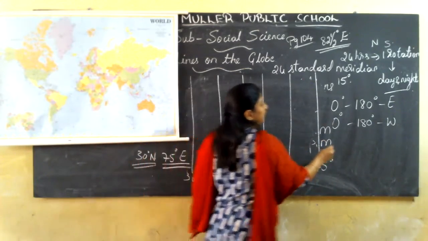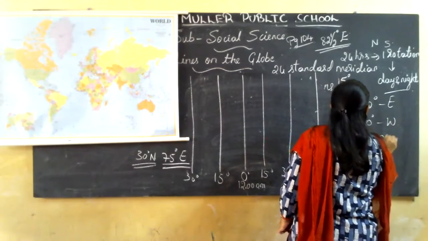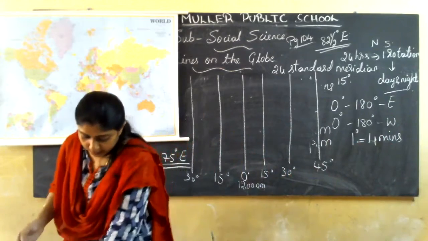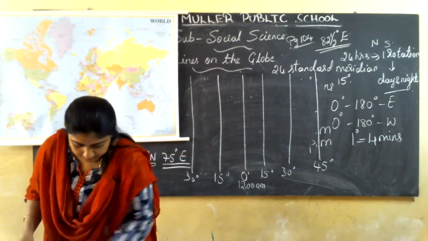And 1 degree is of 4 minutes. Yes, 1 degree is of how many minutes? 4 minutes.